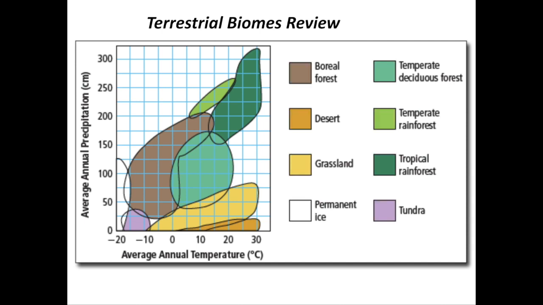All right, so how did you do on this? What did you think? So here are our biomes and how they compare in temperature and precipitation. Is that what you thought? Pretty close?